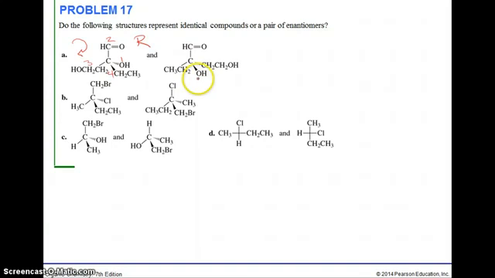Now again, assigning the priorities 1, 2, 3, 4, hold number 4 to the rear, you still see that this is an R configuration. Therefore, these are identical. For B, again, assign the priorities.